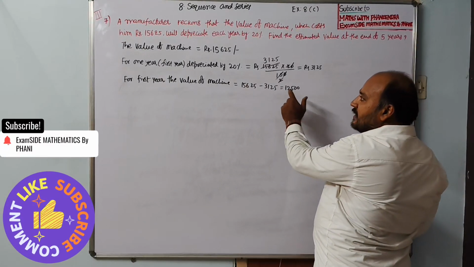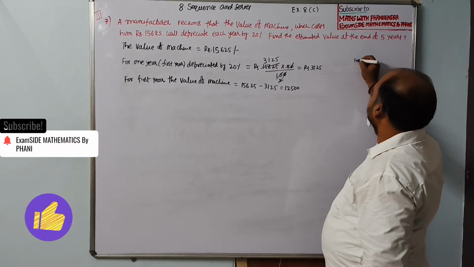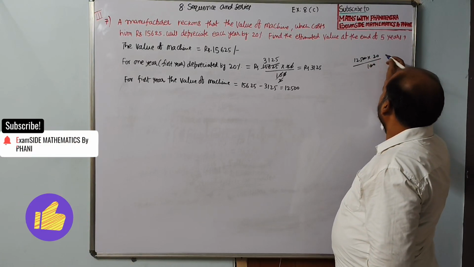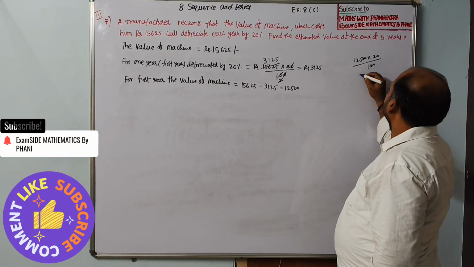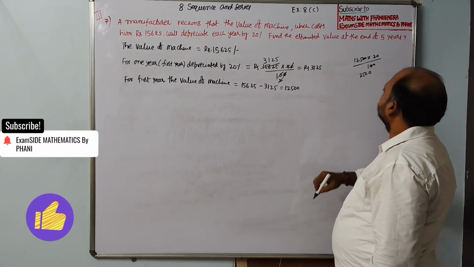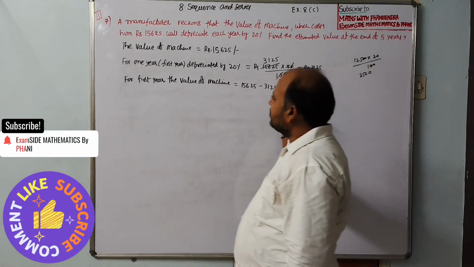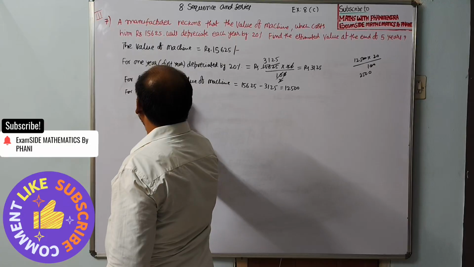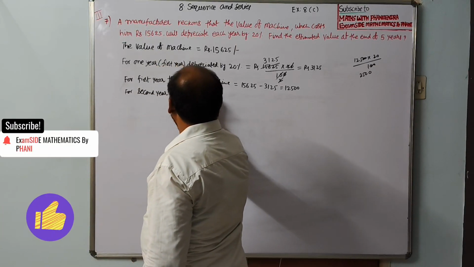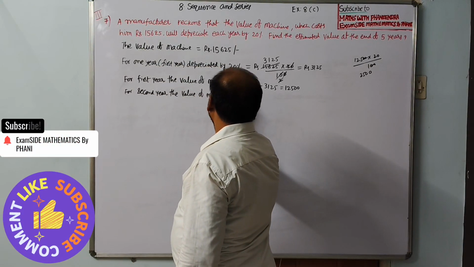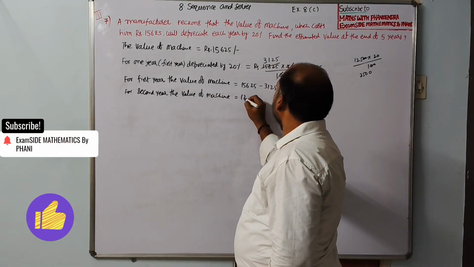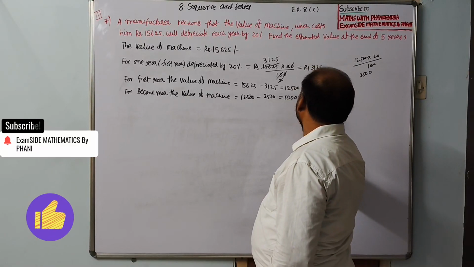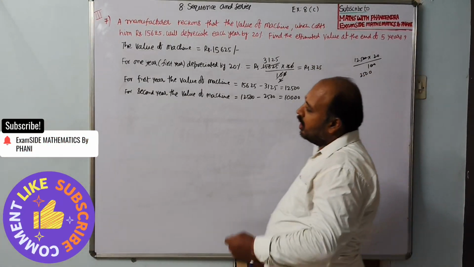Again, 20% of this value of the machine we will check. 12,500 into 20%, so 2,500. If you substitute in this, for the second year the value of the machine, see what comes: 12,500 minus 2,500, that is equal to 10,000. Like this it goes on.